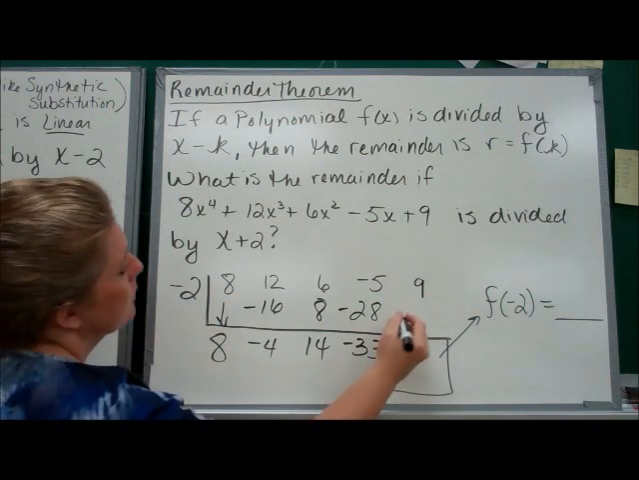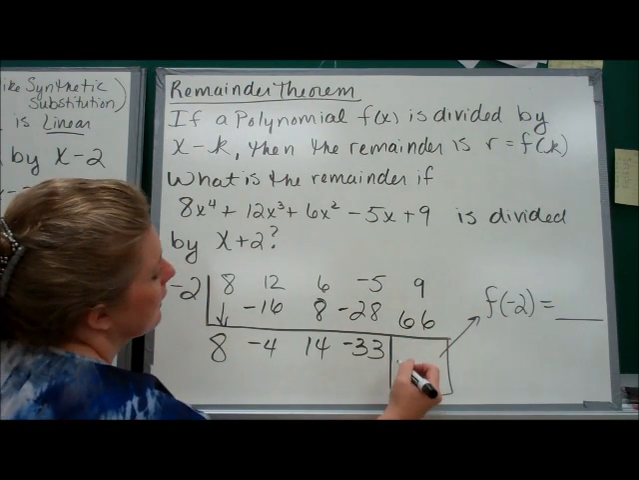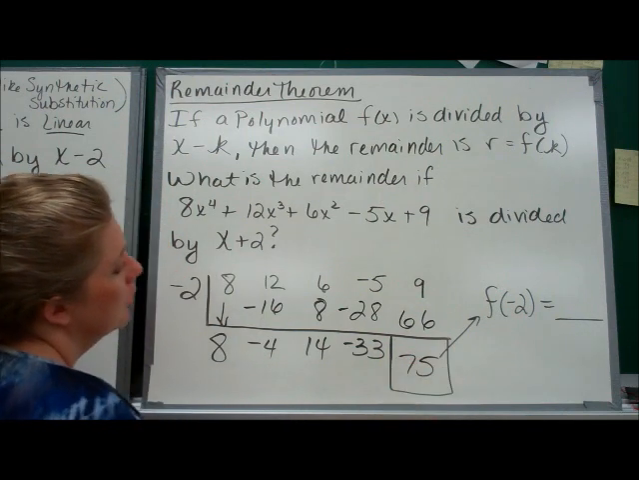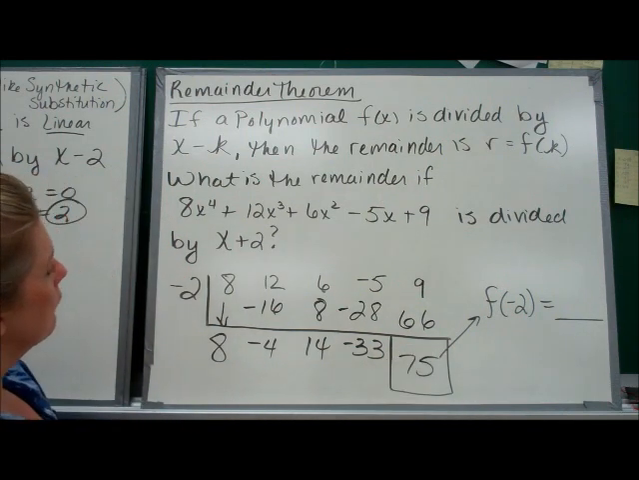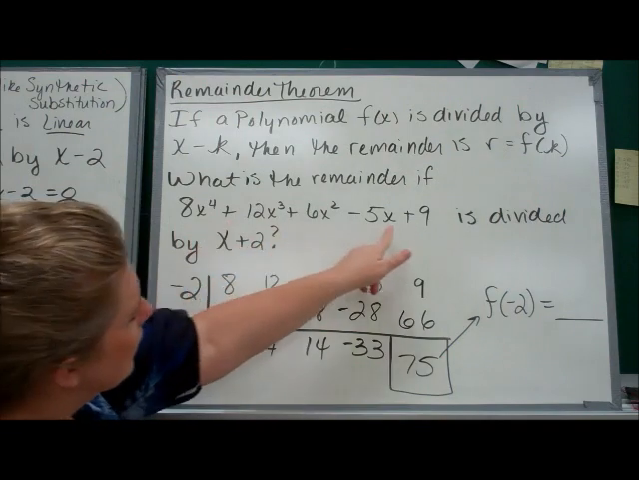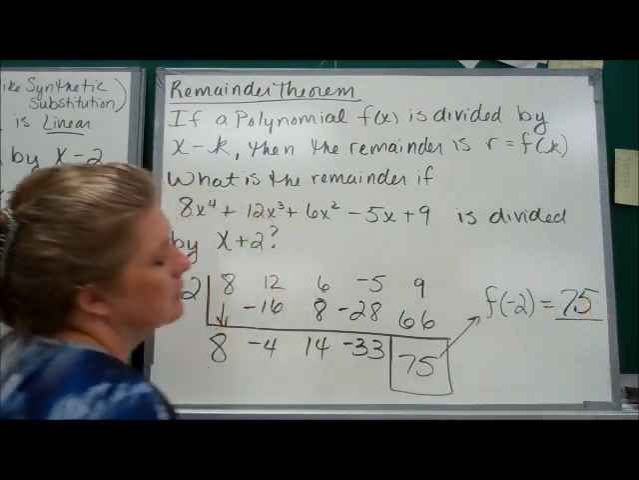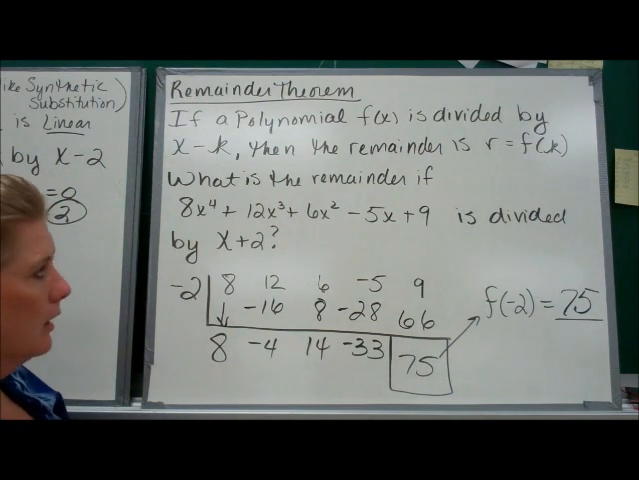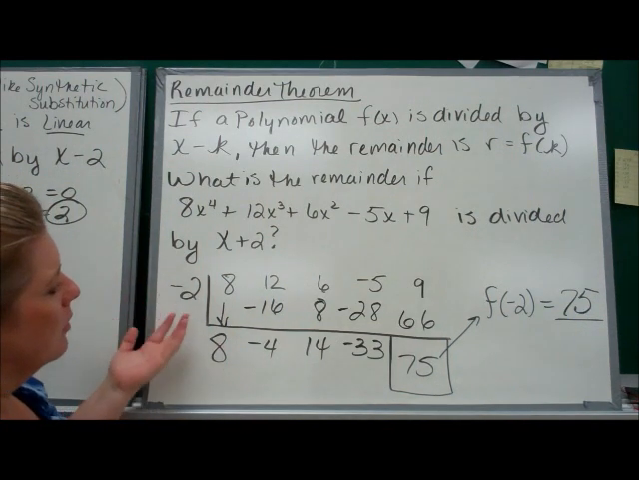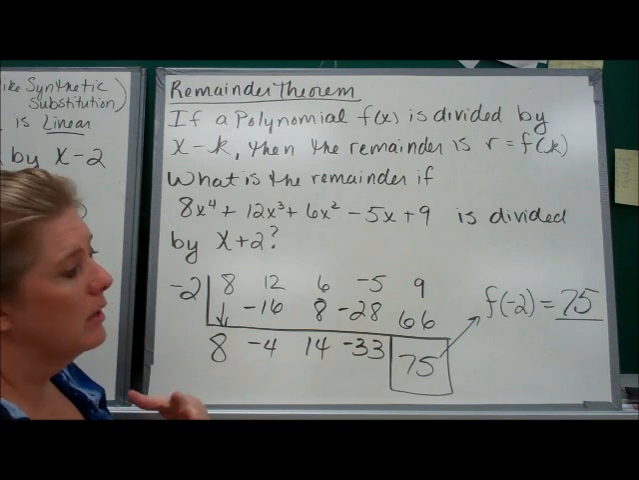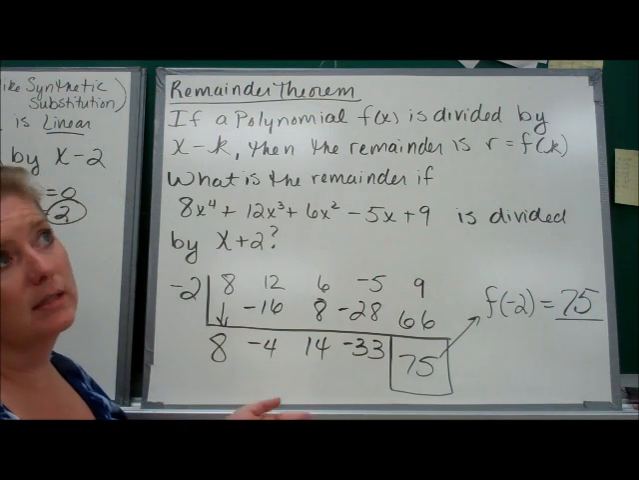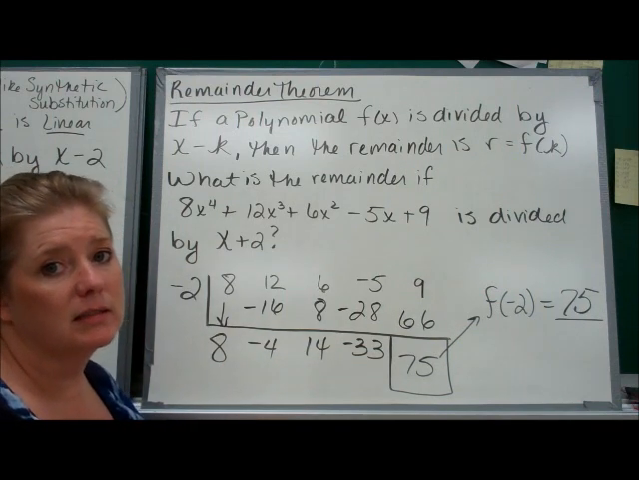-33 times -2 is 66. Add, we get 75. So f of negative 2, if I were to take negative 2 and plug it in up here, I would get 75 for my answer. Okay? That's all the remainder theorem is. All the remainder theorem is that gives us the reason that we are able to use synthetic substitution.